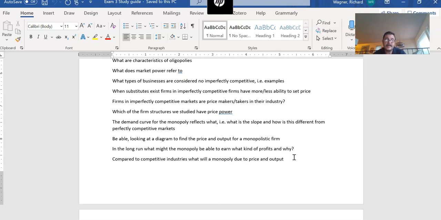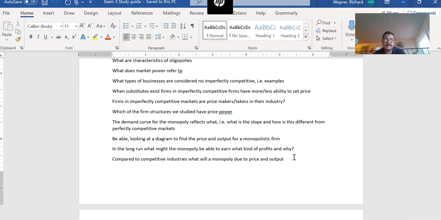In the long run, what might the monopoly be able to earn? What kind of profits and why? Because they are a monopoly, they could earn above normal profits. They can have more than just that break even point. The reason is that they're the only seller of the product. They have no competition really.